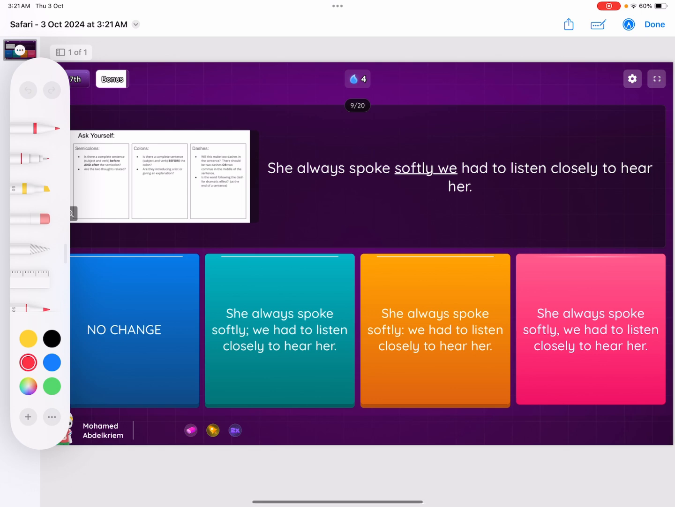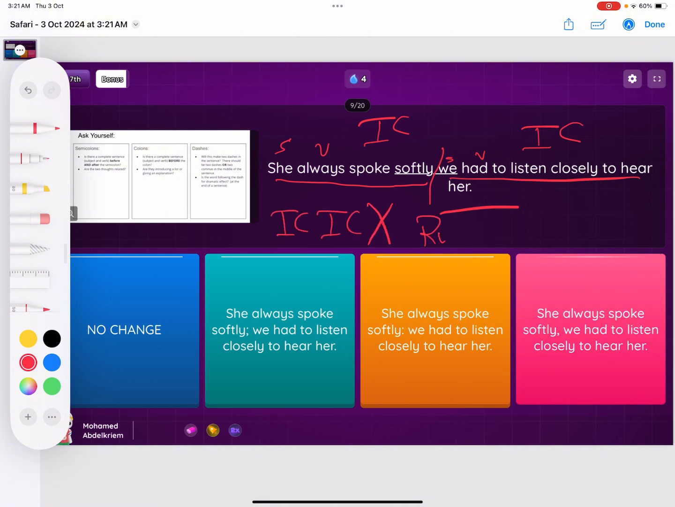Number 9. The first part, she always spoke softly. This is a subject and a verb, so this is an independent clause. And then the other part, we had to listen closely to hear her. This is an independent clause. I have a new subject and a new verb. Again, we said, guys, if you remember, two independent clauses right after each other. Is this correct? Of course not. This is called a run-on and is grammatically incorrect. So no change is wrong. And then the second one here, she always spoke softly. This is an independent clause, as we said. And then he used the semicolon. And then we had to listen closely to hear her. This is another independent clause. So this is correct.